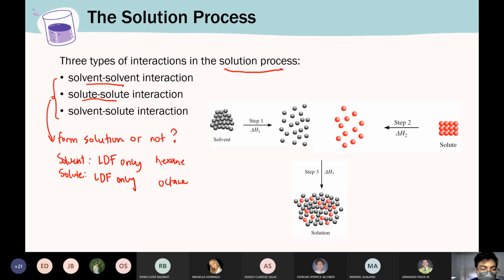What if they are not similar in terms of interaction? For example, our solvent is water. And you know water forms H bond, which is stronger. Do you think they will mix? Of course not. No, hindi sila maghahalo. There will be no solution created. Kasi nga, the interactions are not the same.